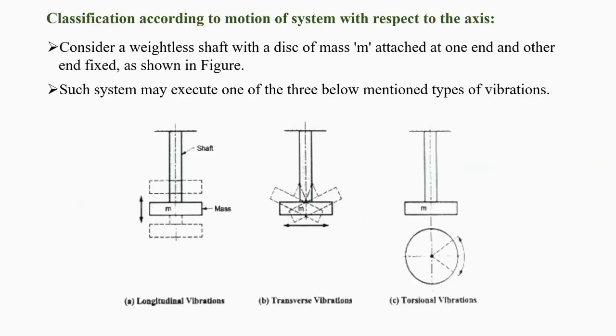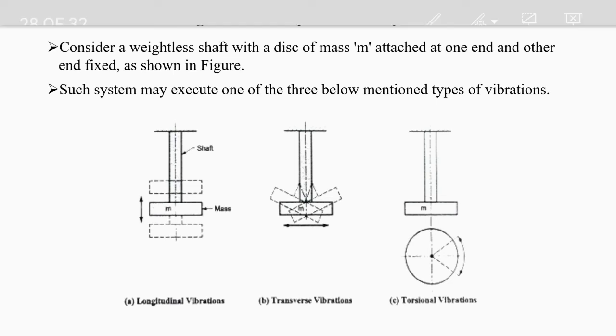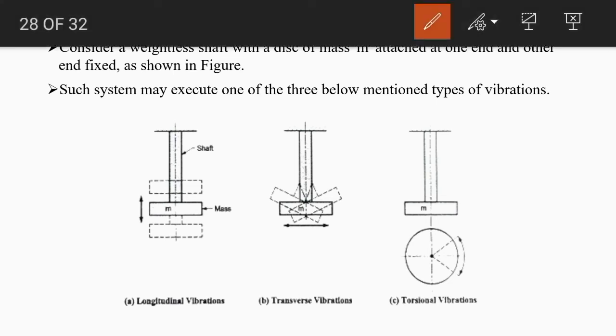Okay, next classification is according to the motion of system with respect to the axis. Now to understand this classification, we need to consider a weightless shaft of which one end is fixed and at the second end a disc having mass m is attached. Now, as shown in this figure, if the system vibrates along the neutral axis of the shaft, then we can say that the vibration is longitudinal vibration.